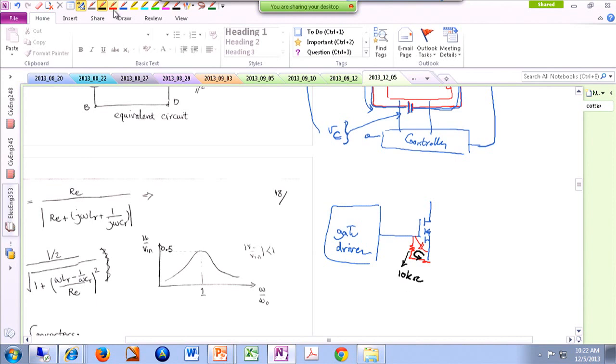And sometimes you see even a resistor over here as well, like a 1 ohm, a 2 ohm, a 3 ohm, a 5 ohm, sometimes a 10 ohm resistance over here. This is just to limit the current.